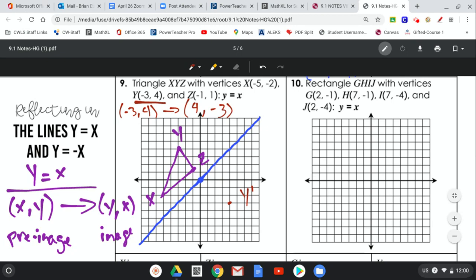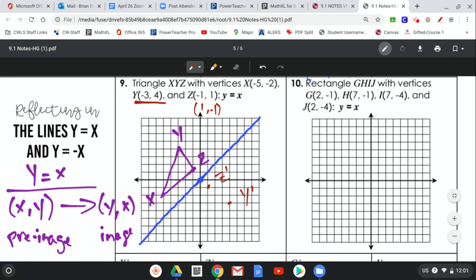All right, and then moving on, if we do z, z is at -1, 1. All we're going to do is switch that around to make 1 come first and then -1. So if I plot 1, -1, there we go. That's our coordinate for z prime. And I think that one's the easiest one to see because you could count on this diagonally, but it's a little bit trickier. I think this is a lot easier.